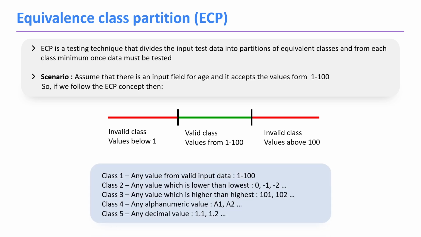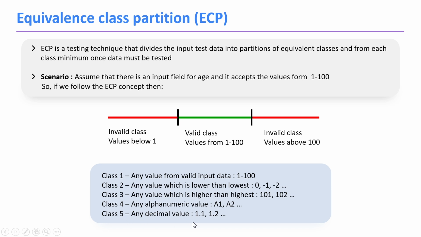So here I have divided the data into 5 classes. In class 1 we will check the data from 1 to 100, which is the valid range for the age field. In class 2 we will test the age field by entering values like 0, -1, -2, which are less than 1, which is invalid data. From class 3 we will test the data which is greater than 100, like 101 or 102. Then next is class 4. From class 4 we will try to enter alphanumeric values by combining alphabets and numeric values. This is also an invalid value for that age field.